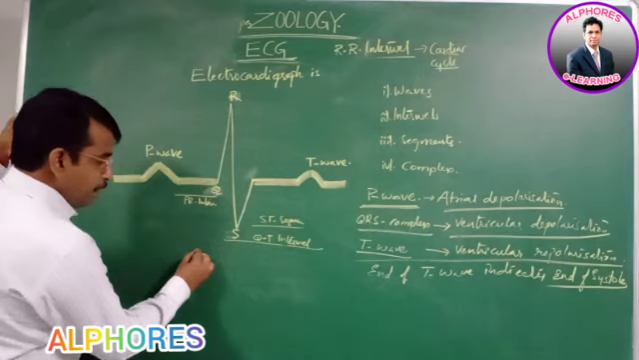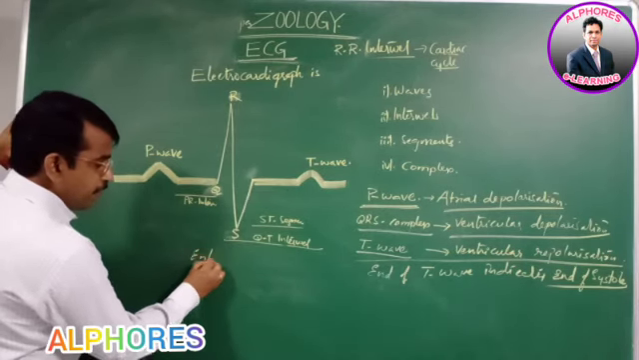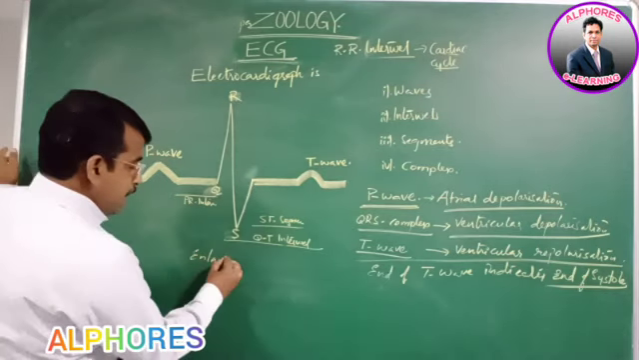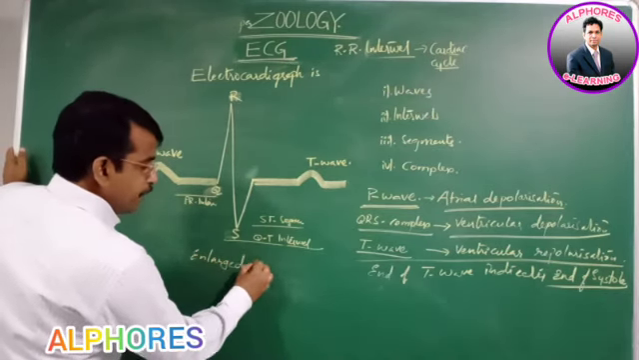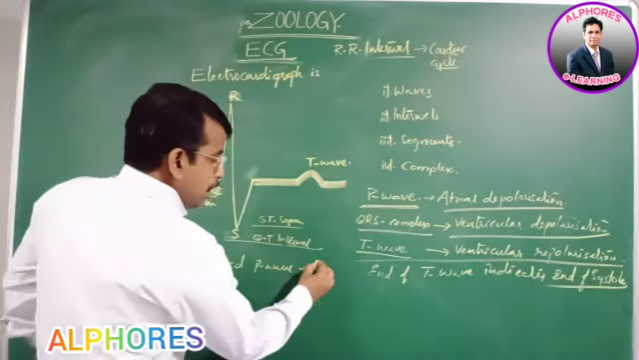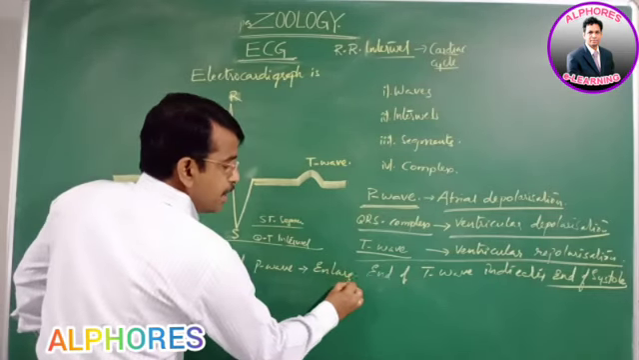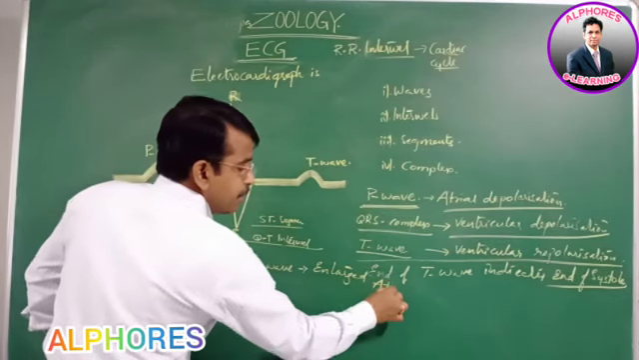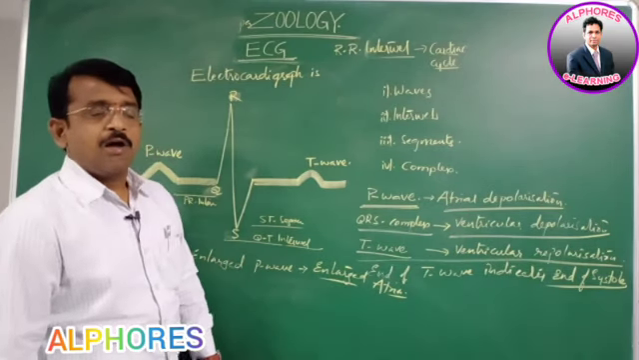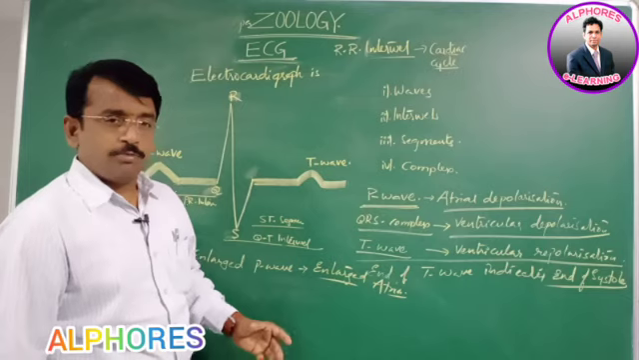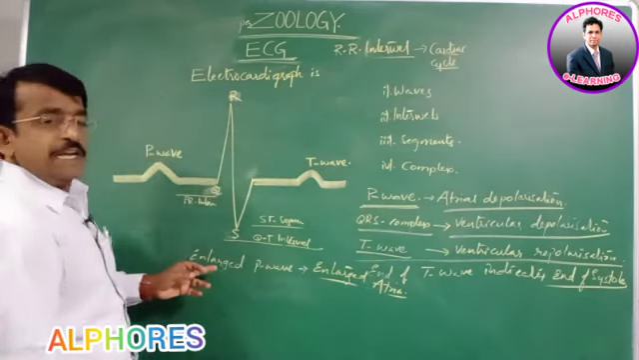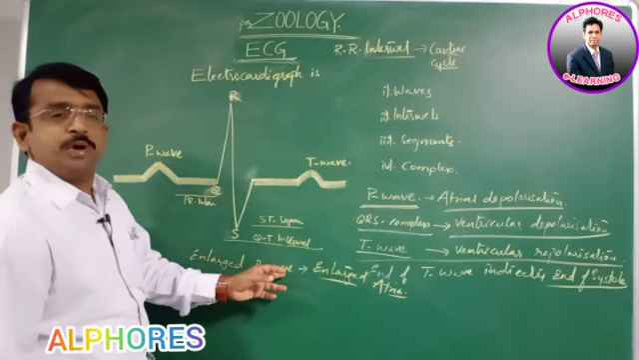Right. First of all, the enlarged P wave. Enlarged P wave is nothing but the enlarged atria. That is, there is a change in the atrial volume or else its position. The enlarged atria is an abnormality that can be indicated in the ECG as an enlarged P wave.